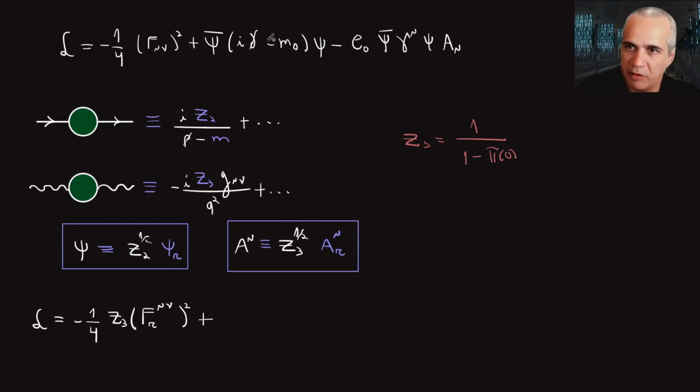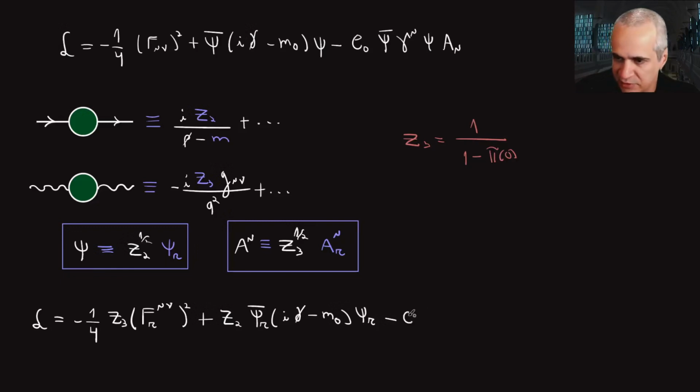Same here, there's 2 powers of psi, so I get Z2 psi bar r i del slash minus m0 psi r. And of course, nothing comes for free, so the Z's that I'm making now with these Lagrangians, there will be no Z in the propagators, but the coupling now comes with some powers of Z, right? There's 2 psi's here and 1 photon, so that will be a Z2, there'll be a Z3 to the power half.